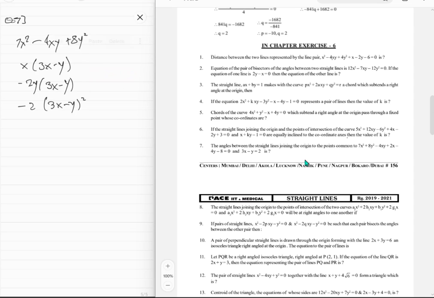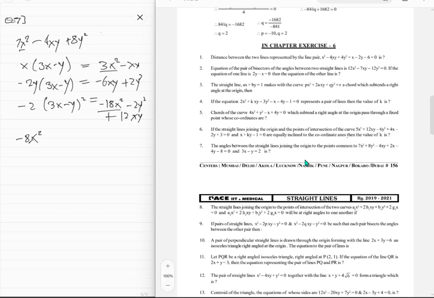Okay, so let's calculate. This thing will be 3x squared minus xy. This thing will be negative 6xy plus 2y squared, and this will be negative 18x squared, negative 2y squared plus 12xy. So look at this, 3x squared, negative 18x squared. Yes, that's negative 18x squared. Negative 18x squared and 7x squared, that's negative 11x squared plus 3x squared, which is negative 8x squared.